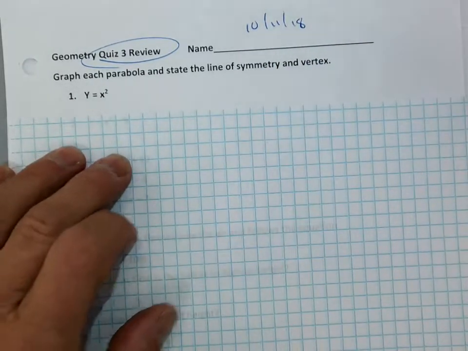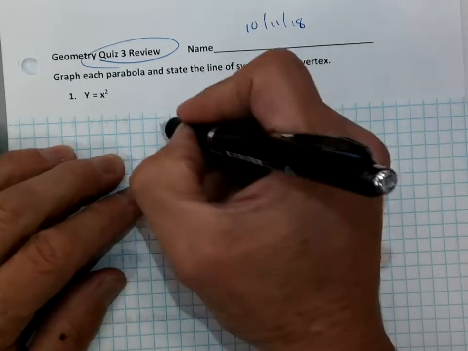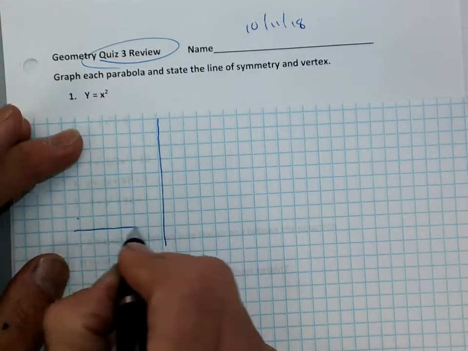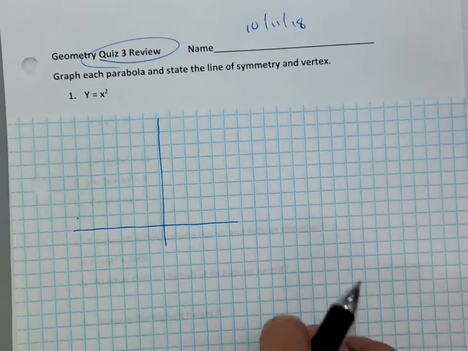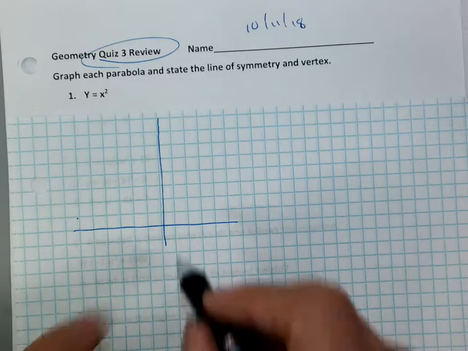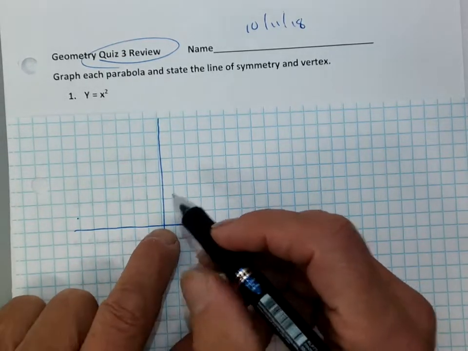Number 1, I am sure hoping that no one misses number 1. I really am. This is the most basic x squared. This is basically our parent function. Everybody should get this right, okay? How do we graph it? Well, it's easy. I'm just going to do the t-table in my head.